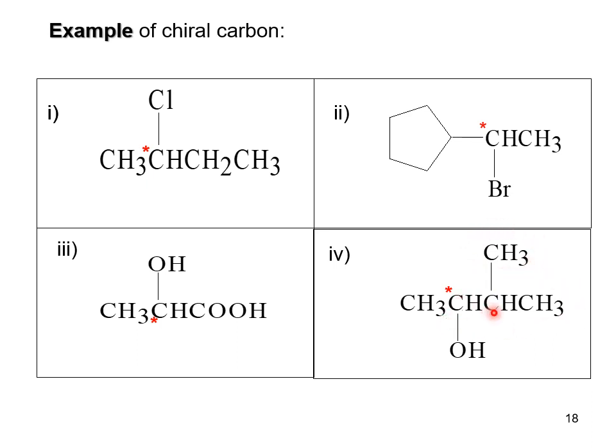And then for this one, hydrogen, CH3, CH3, both attached with two same groups, two methyl groups, it cannot be a chiral carbon. Same for this carbon with three hydrogens, so it cannot be a chiral carbon. So I think with these few examples, you are clear on what a chiral carbon is.